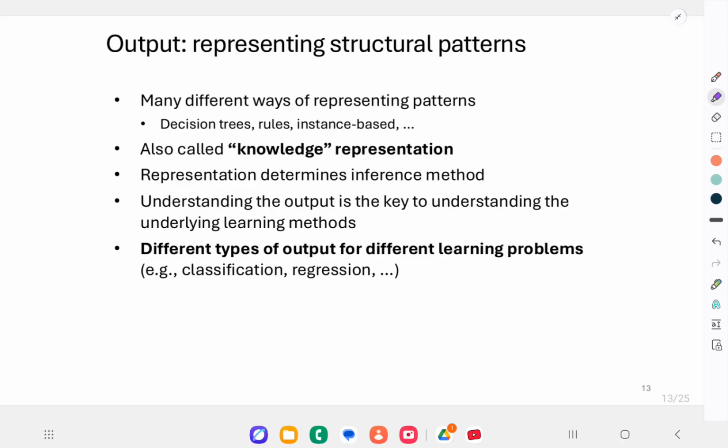The choice of representation is not really cosmetic. It fundamentally affects how the model reasons, how it predicts, and how it explains. That's why we refer to it as knowledge representation. It's the form in which the system stores and communicates what it knows, what it learned. The type of output will vary depending on the learning problem.